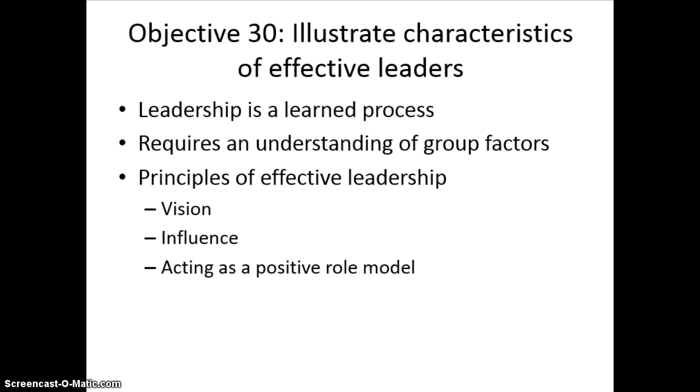Illustrate characteristics of effective leaders. Leadership is a learned process. It requires an understanding of group factors, and principles of effective leadership include vision, influence, and acting as a positive role model. Please make sure you're reading your book on delegation, managed care, coordination of care, and leadership and management.